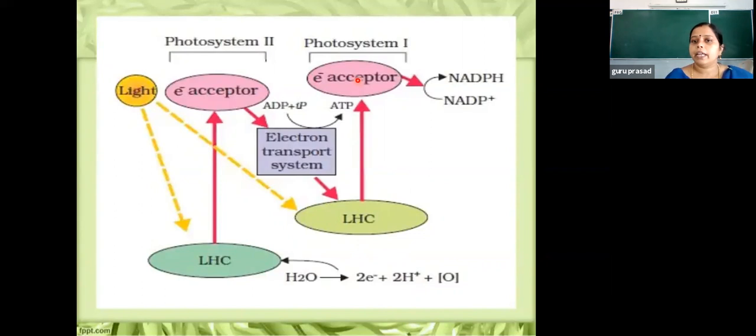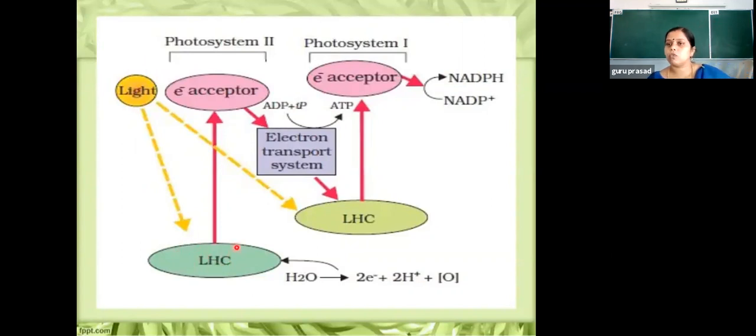Okay, then it will move to the next LHC of the second photosystem. It will not cycle back here, hence the name non-cyclic photophosphorylation. So while transferring, a molecule of NADPH is also produced. So this is how energy-rich compounds are formed in the light reaction. Light absorption takes place, formation of energy-rich compound.